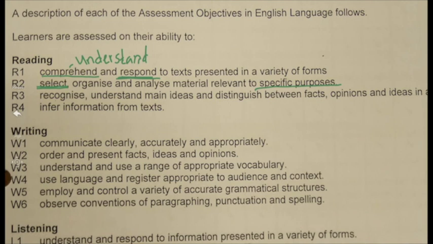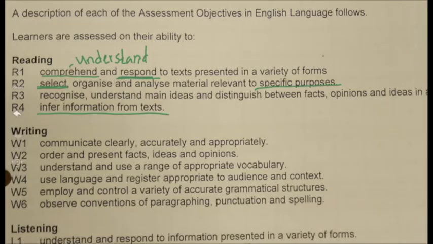And then finally, R4. Again, R4 is important because you will find questions, especially in exercise 2, that require you to infer information from text. And we said that when you infer information, that is when you use the information that has been given to come up with information that has not been given. So these are the assessment objectives that you are being tested for as far as your reading and writing paper is concerned.